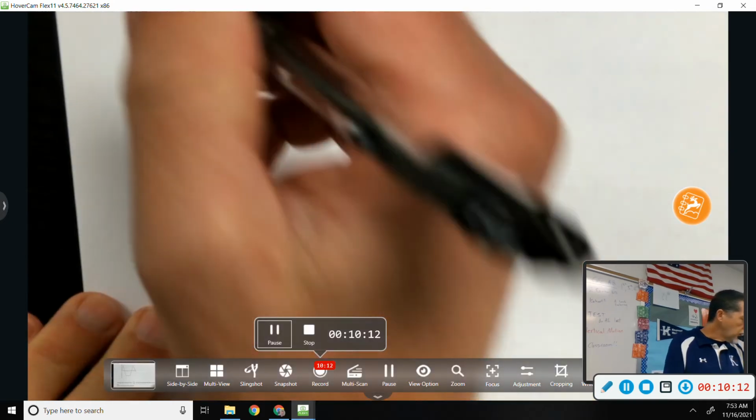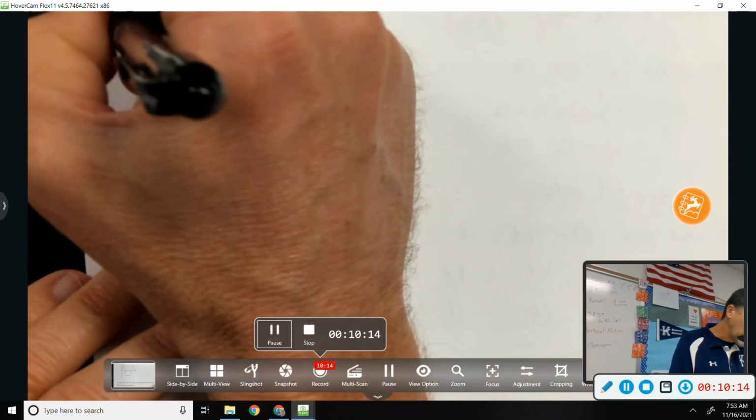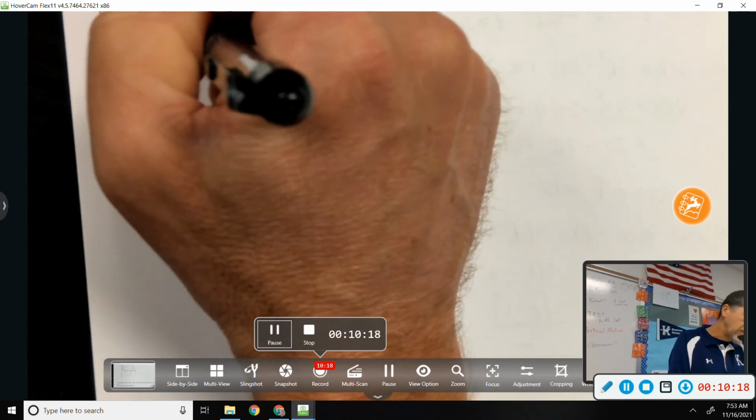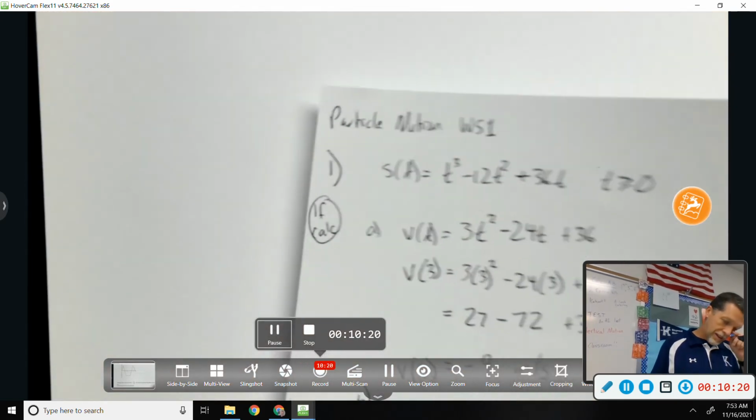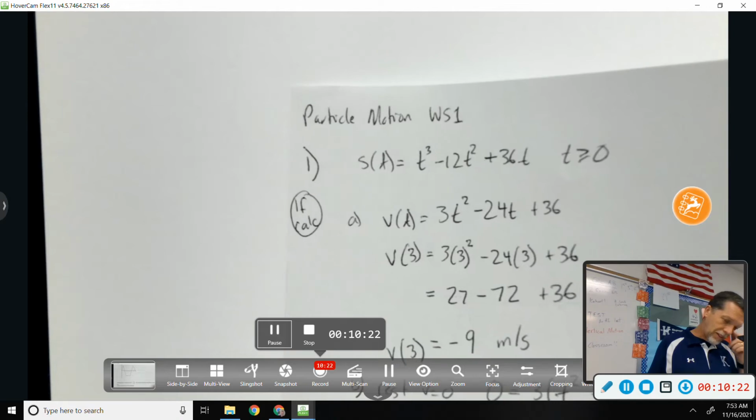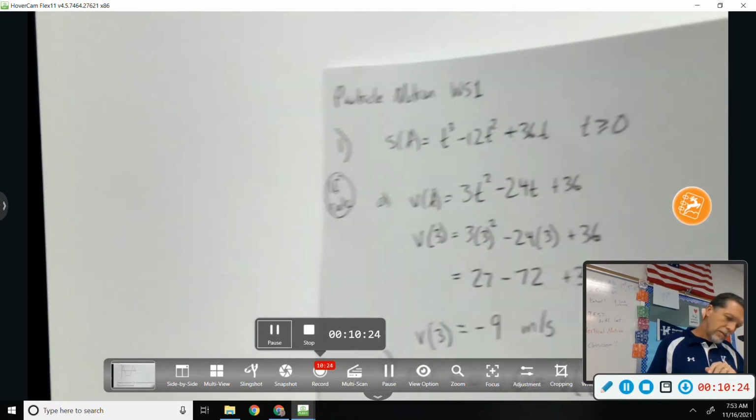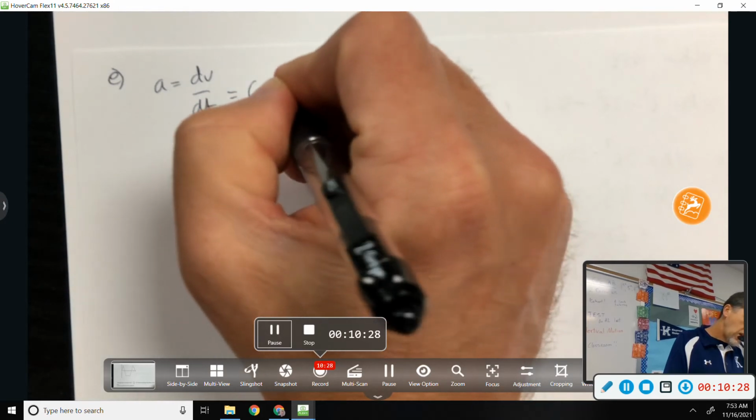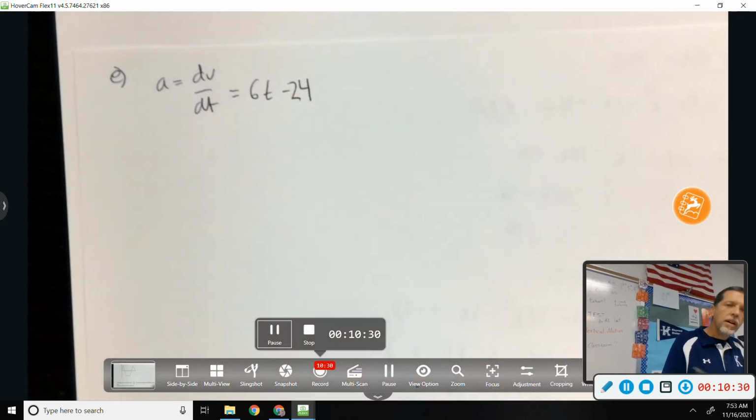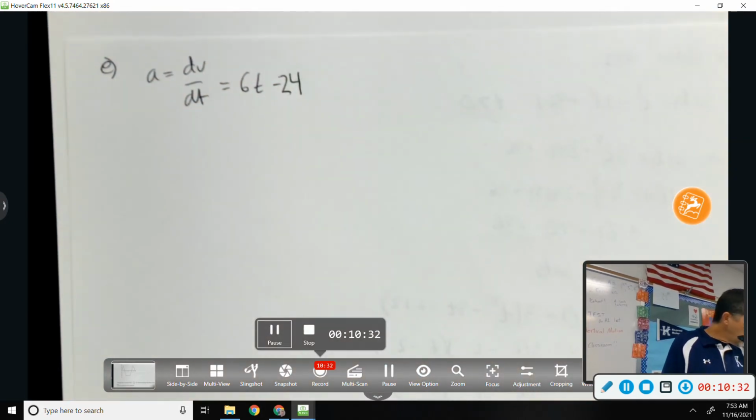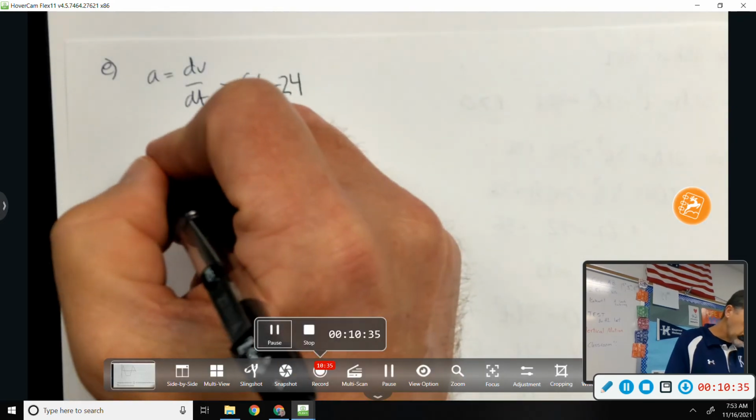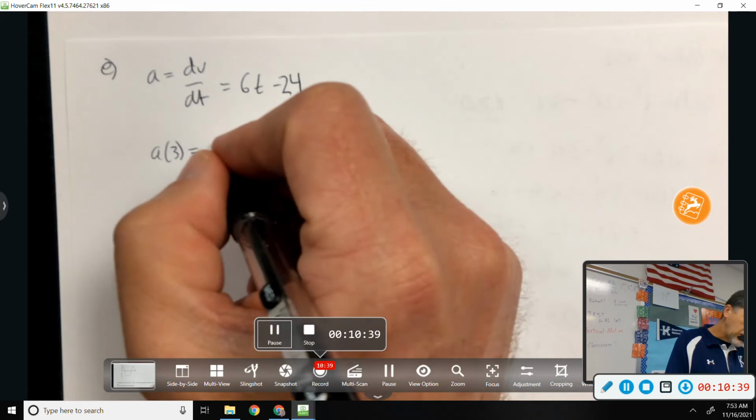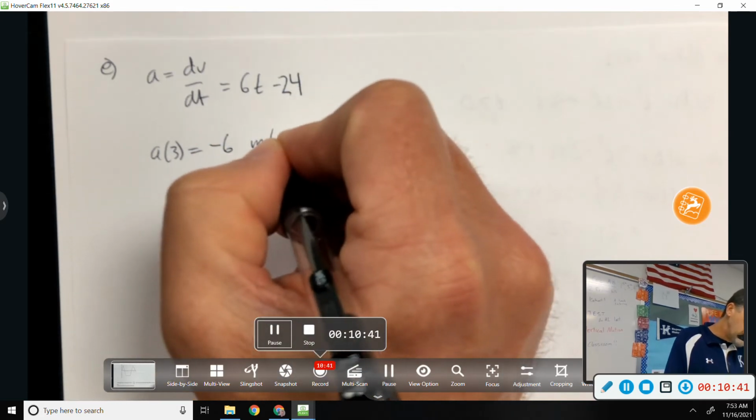Keep going. Part E, find the acceleration of the particle. Well, that would be the derivative of velocity. So that would be 6t minus 24. And at time 3, A of 3 equals 18 minus 24, negative 6.